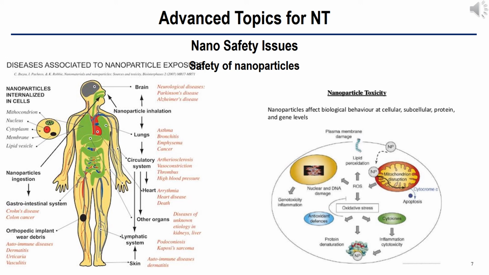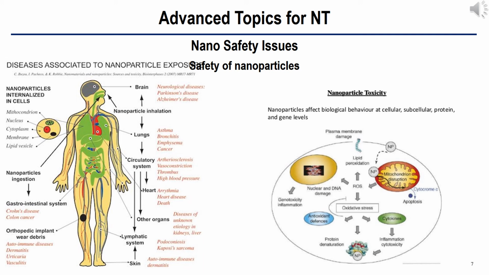In particular, gaseous phase nanoparticles in the form of fume can be easily inhaled into the body, and the particles can reach the brain, lungs, circulatory system, heart, and other organs.